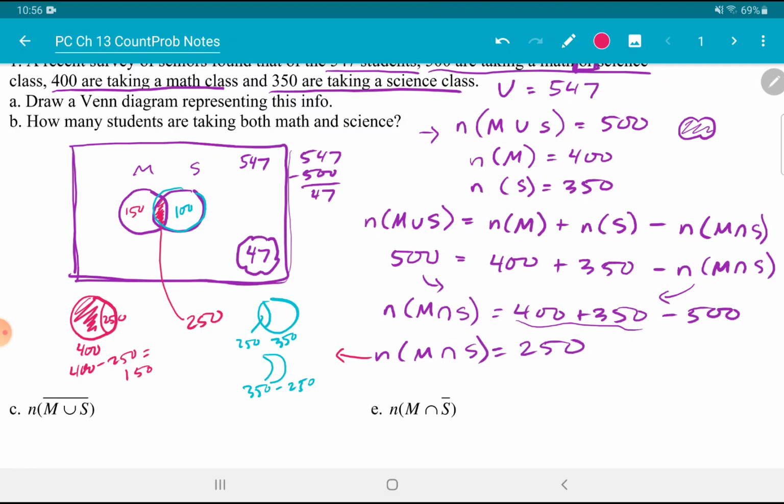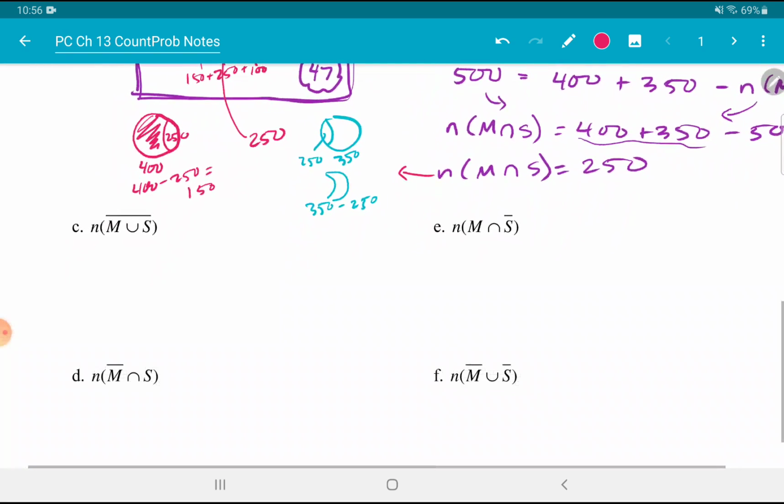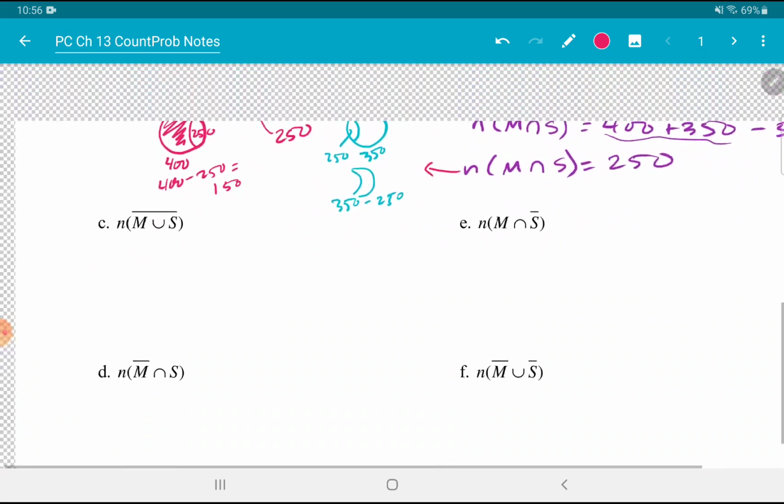And you can just check your work. You can add them up, right? If you have 150 people, plus the middle section, which is 250, plus the other section, which is 100, that's going to give us a total of 500 people. And that corresponds with what we saw earlier. The number of students taking math or science is 500 people. Okay? But now that we have all the missing pieces of our Venn diagram, we can now address some of the questions that you see down below.